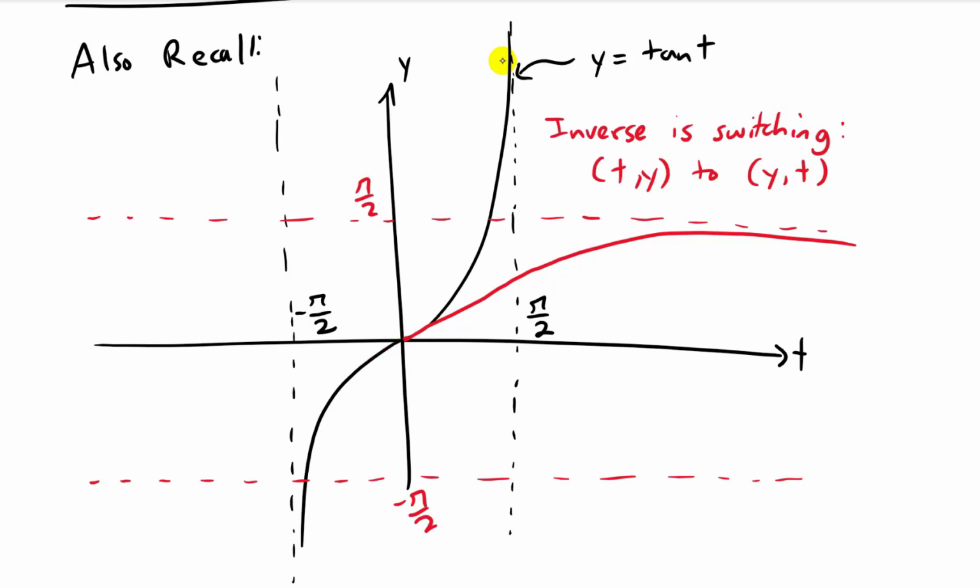Oops, draw this a bit better. Yeah, like that, and it goes all the way. So draw it better like that. And this is the inverse. So y equals tan inverse of t, like that.